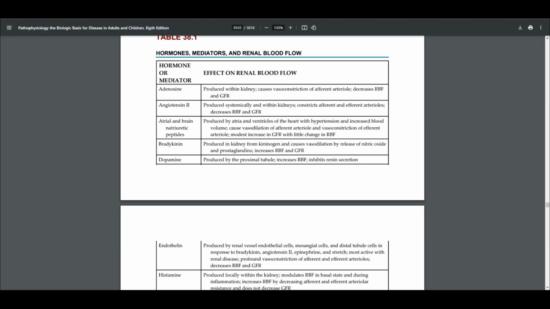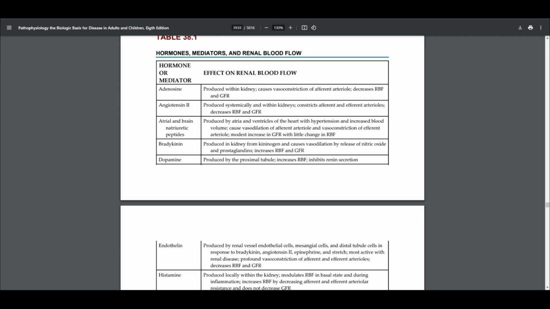The atrial and brain natriuretic peptides are produced by the atria and ventricles of the heart with hypertension and increased blood volume. They cause vasodilation of afferent arterioles and vasoconstriction of efferent arterioles, with a modest increase in GFR and little change in the RBF. Bradykinin, produced in the kidneys from the kininogen, causes vasodilation by the release of nitric oxide and prostaglandins. It increases both RBF and GFR.